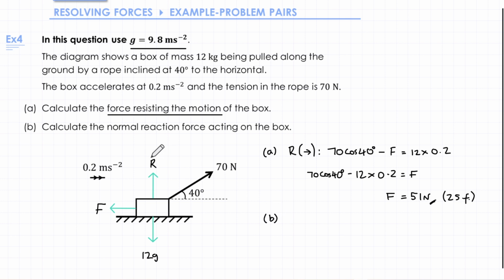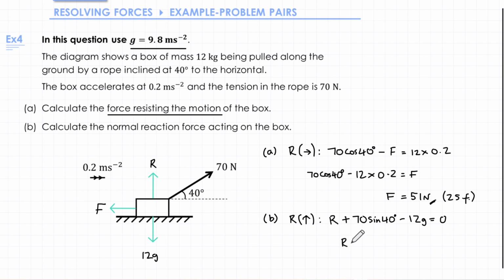In part B, we need to find the normal reaction force acting on the box. This time we'll resolve vertically. We'll take upwards to be the positive direction. So we've got R acting upwards. We've also got a component of the 70 Newton force acting upwards. As we're not crossing the angle, we'll use sine. So R plus 70 sine 40. We've got 12g working downwards, so minus 12g. And the box is not accelerating in the vertical direction, so this equals 0.